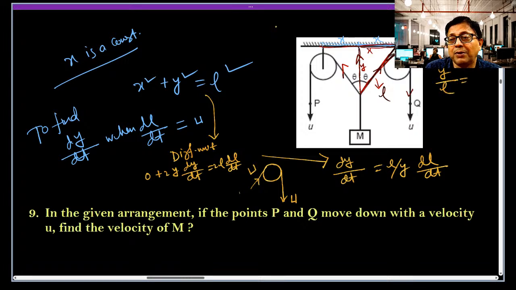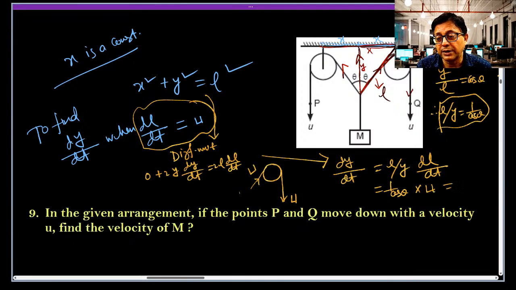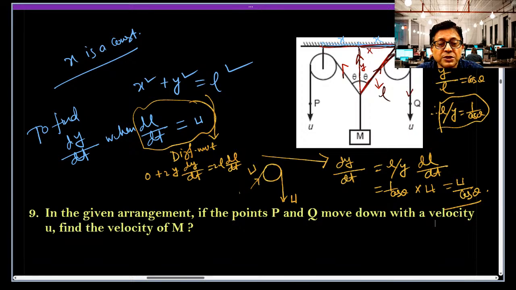In the figure, y by L is what? Cos theta. So L by y is 1 by cos theta. So 1 by cos theta, and dl by dt is what? dl by dt is u. See this one? Put it there. So the value is going to be u by cos theta. Am I correct? Understand? So these are simple pulley problems.